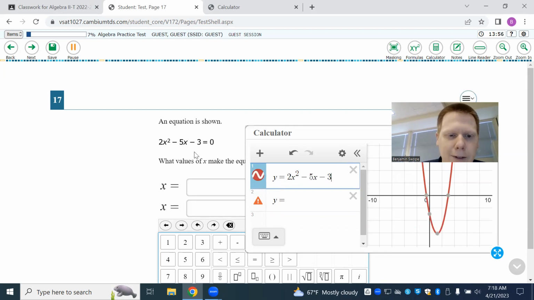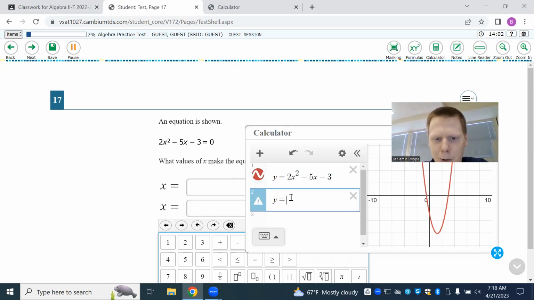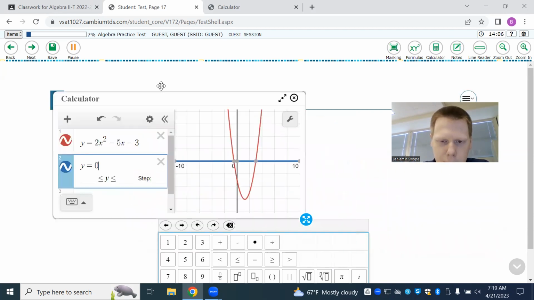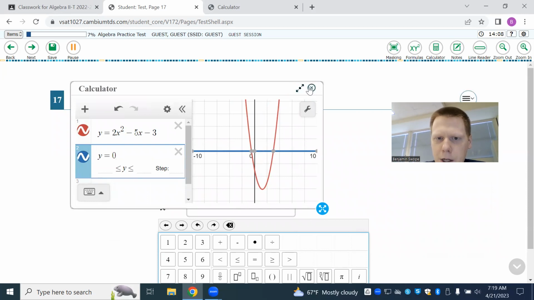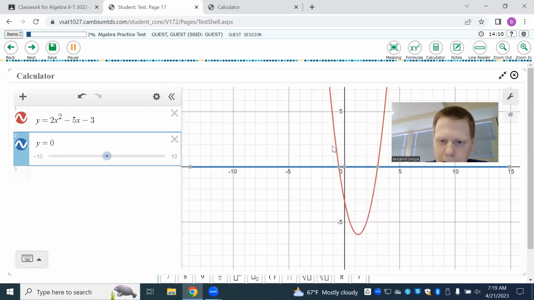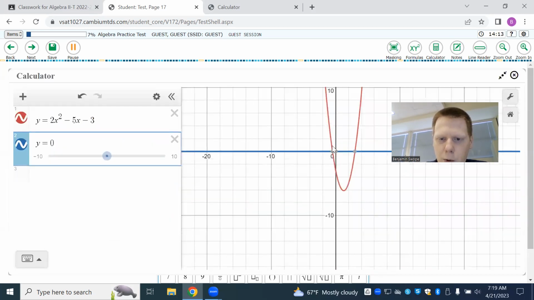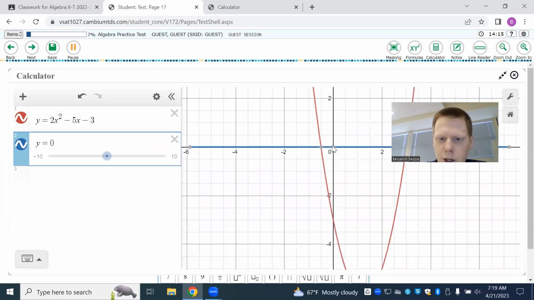2x squared minus 5x minus 3. So y equals the left side. And then we're going to do y equals the right side. The right side of this equal sign only has a 0. You might need to just be careful. Sometimes, once you've got them both typed in, you might want to make it full screen, but you might need to zoom out, especially depending on what your equations look like.